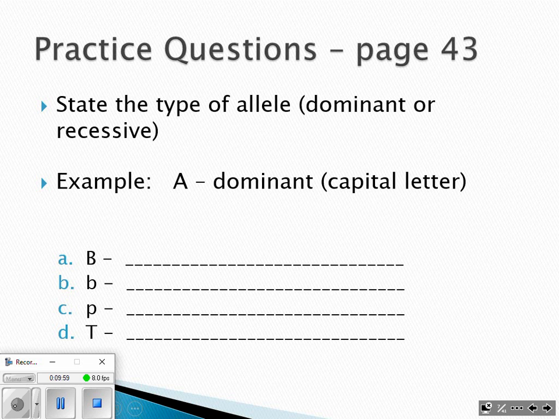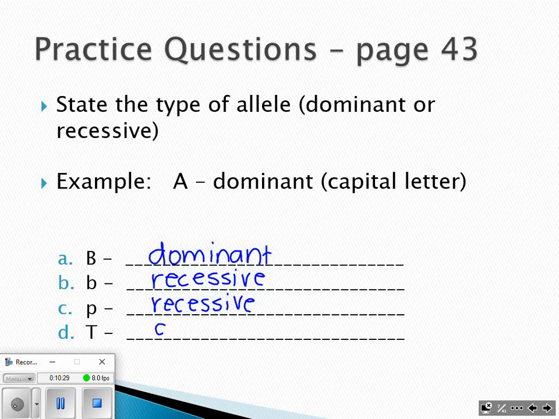Okay, so we're back on page 43 looking at the very first example. If I've got a capital B, is that a dominant or recessive allele? That's a dominant one. What about little b? Dominant or recessive? That's recessive. Good, thank you. Little p, also recessive. Again, anytime you see that lowercase letter, it's recessive. And a big T, that's a dominant trait.